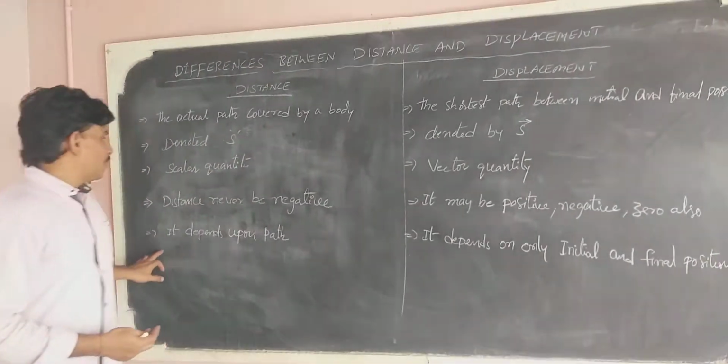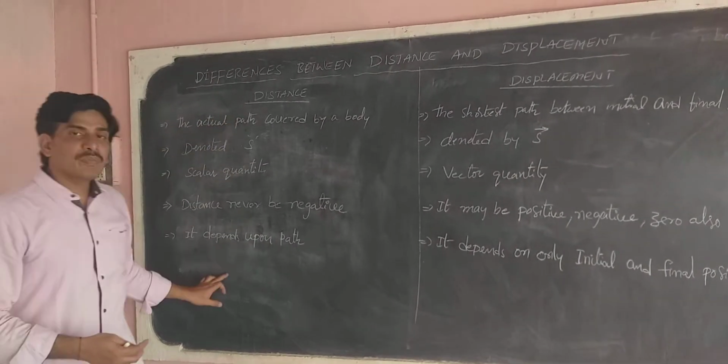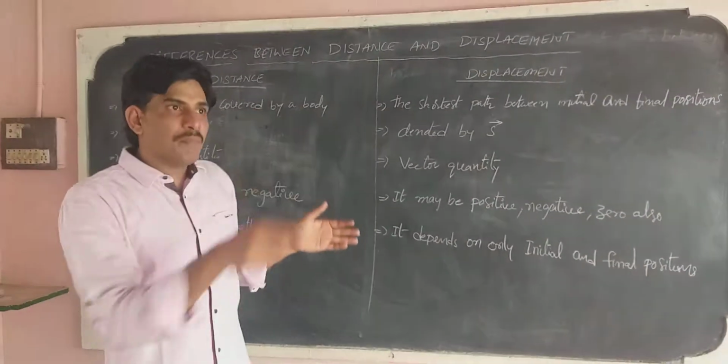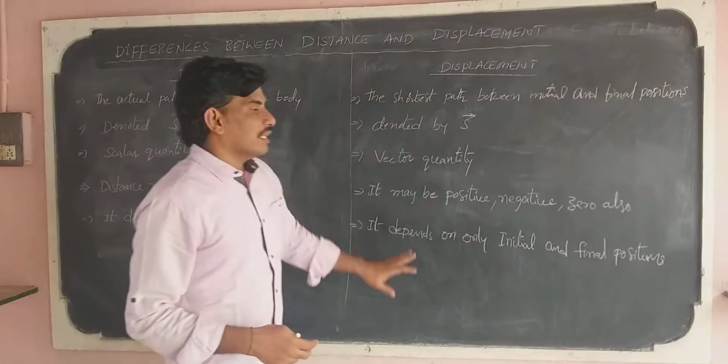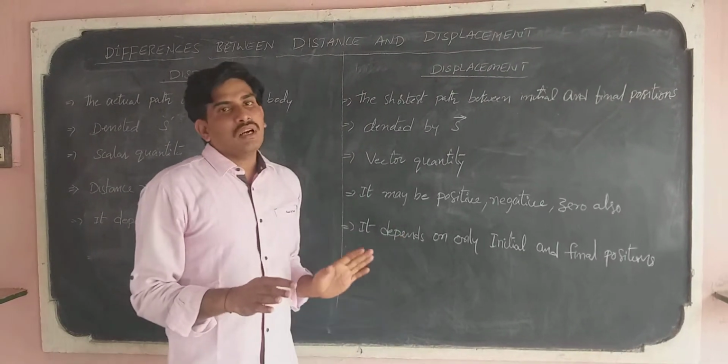Next, it depends upon the path. Yes, distance depends upon the path. As we discussed, the total path covered is called distance, so it depends upon the path. Whereas the displacement doesn't depend upon the path.